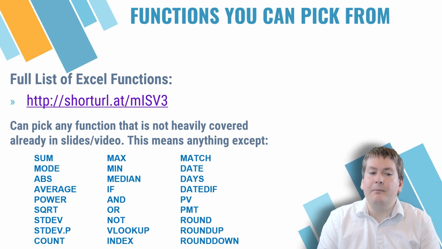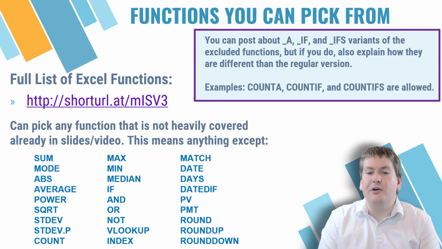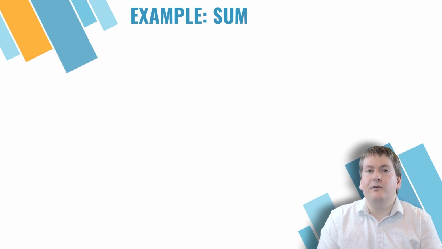One thing you might be wondering about is, for example, you can see COUNT here on this list. That means you can't use COUNT for this activity, but you are allowed to use its alternate versions. So you could post about COUNTA, COUNTIF, or COUNTIFS. Those would all be allowed. But if you use one like this, an alternate version of one of the functions on the list, like COUNTA, you should put a quick note in your description saying how it's different from the regular version.